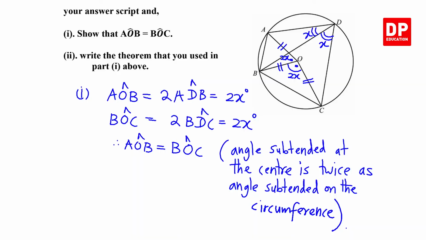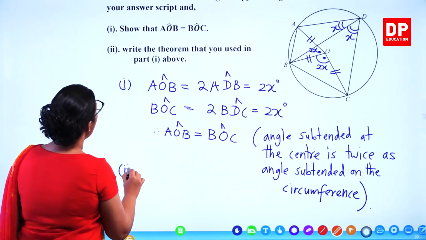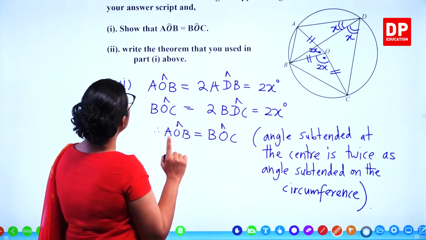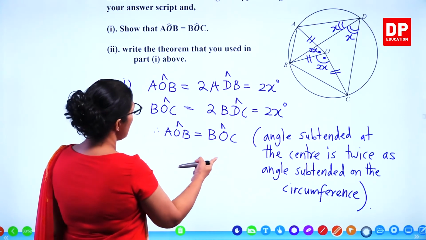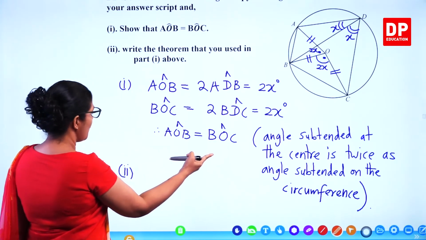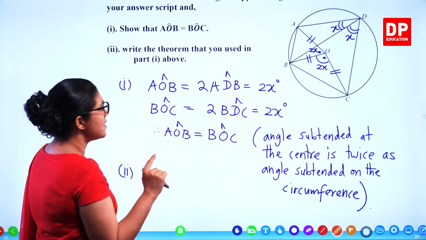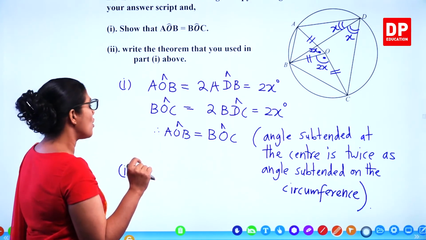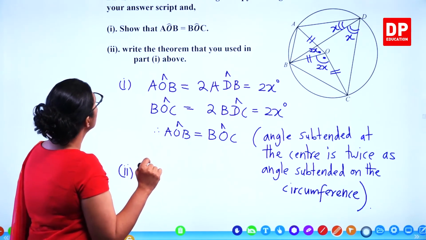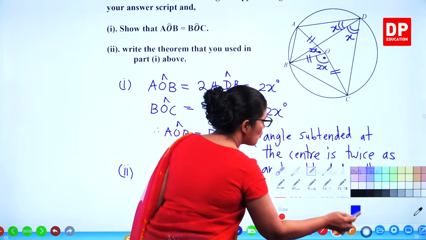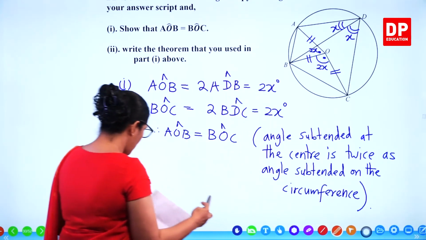Now we'll take the second part. Write the theorem that you used in part 1 above. So that's the theorem: angle subtended at the center is twice the angle subtended on the circumference. So how many marks for these two steps? Let's see.